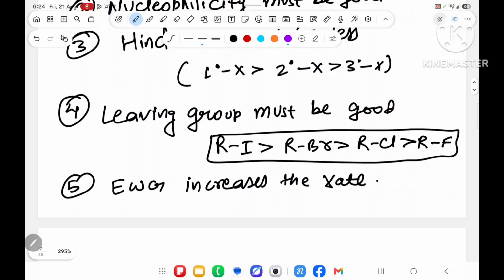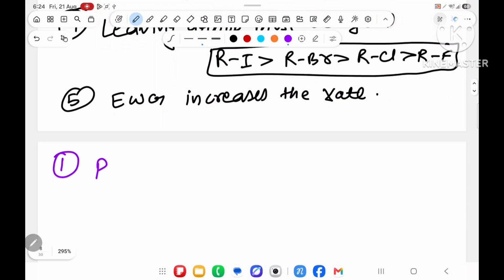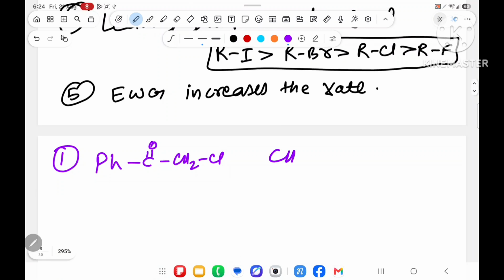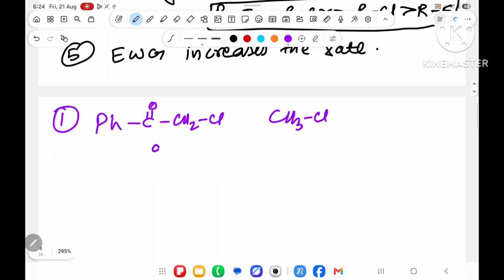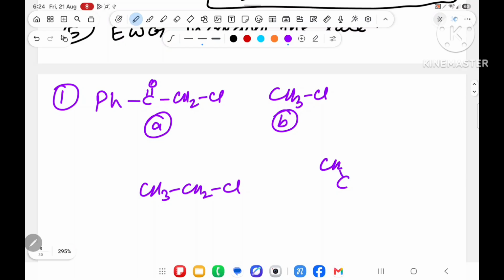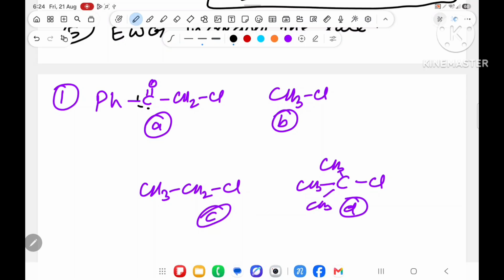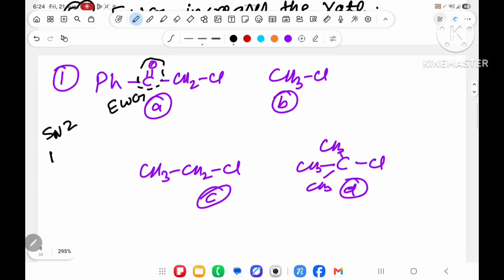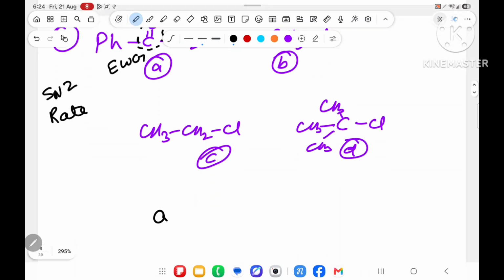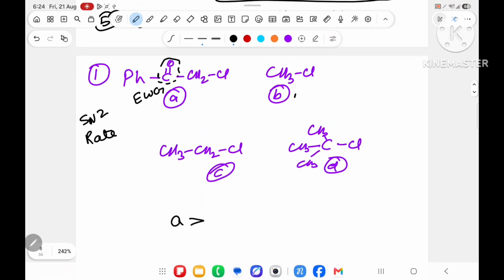The points are very important. Now the first question. Suppose we have Ph-C(=O)-CH2-Cl. Second, CH3-Cl. Suppose this is A, this is B. Then third, CH3-CH2-Cl. Fourth, (CH3)3C-Cl. This is C, this is D. What will you say? Sir, over here we have an electron withdrawing group. The question asks which has the higher SN2 rate. So what will you say? A will have the more electron withdrawing group. Then it is 1 degree.